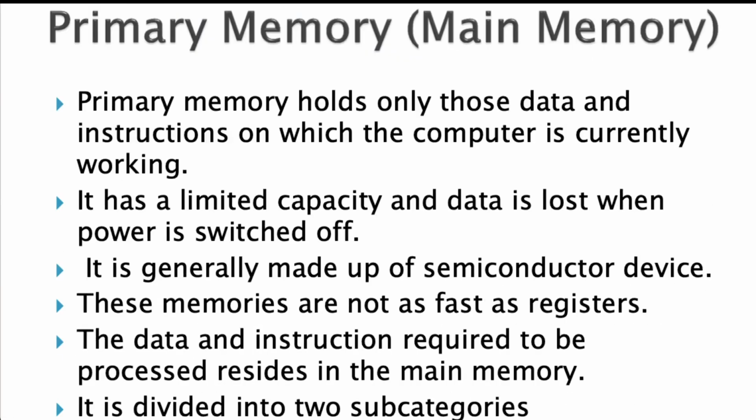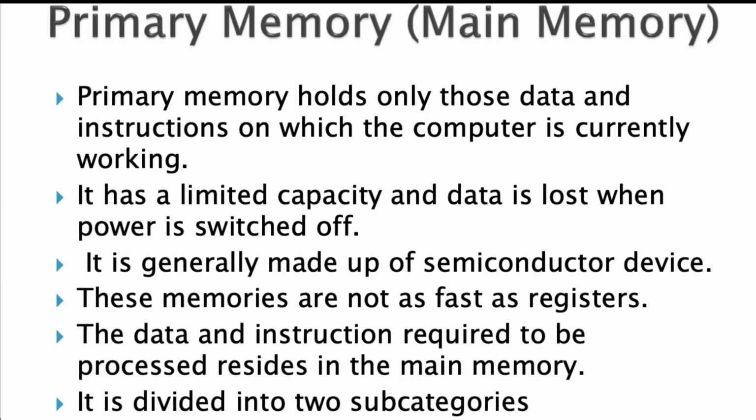Then you have the primary memory, otherwise called the main memory. This primary memory basically holds data and instructions on which the computer is currently working. This main memory also has limited capacity, and the data will be lost when you turn off your computer. This main memory is made up of semiconductor devices. These memories are comparatively slower when compared to the registers that are available in a computer.